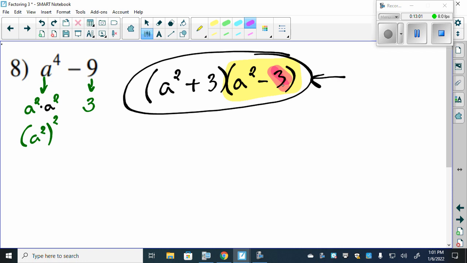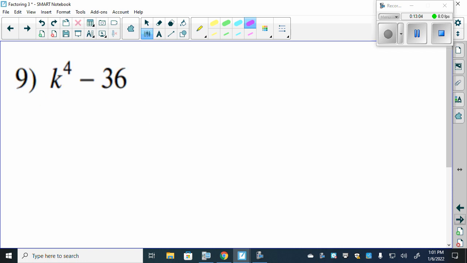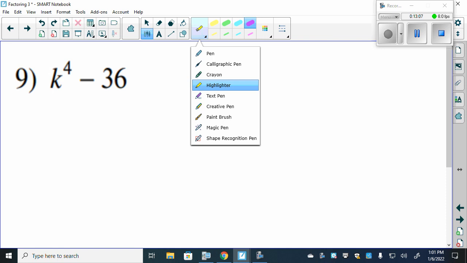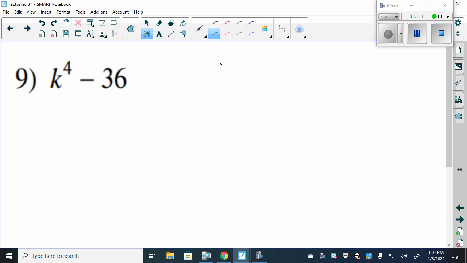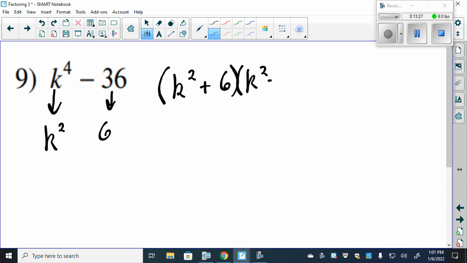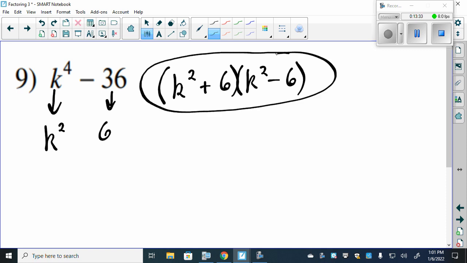Any other questions on this here before we look at the next one? Let's look at the next one here. Is this here a difference of perfect squares? Well, yes, because 36 is going to be what? 6, and our k to the 4th is k squared. So really this can be factored to what? Times k squared minus 6. And for this one here, that would be as far as we can take it. Any questions on this here?